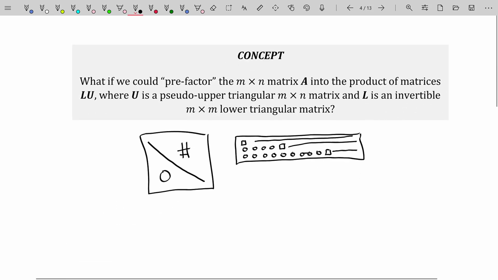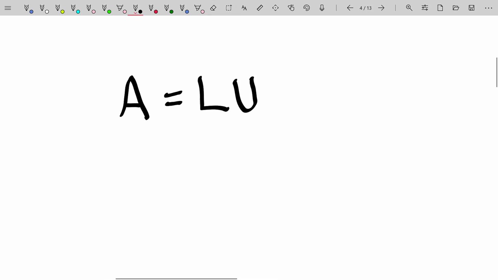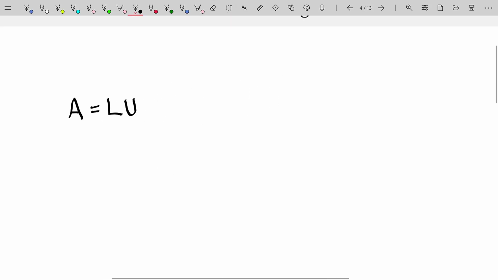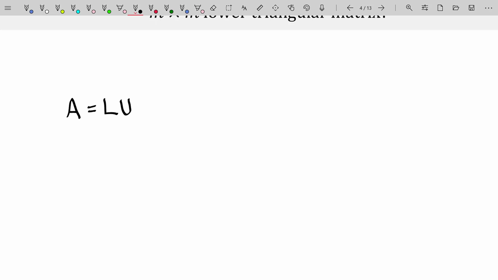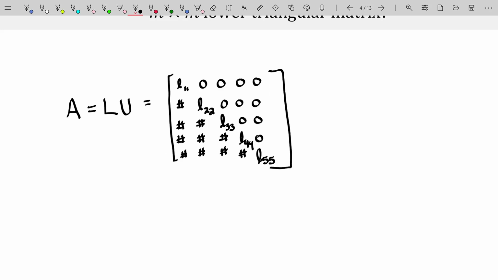Now a visual of this will be incredibly important. So let's go ahead and make one. We'd like to take our matrix A and somehow magically factor it into the product of two matrices, one of which is a lower triangular square matrix that's also invertible. So something like that is what L would be.